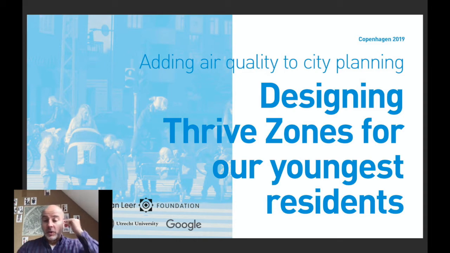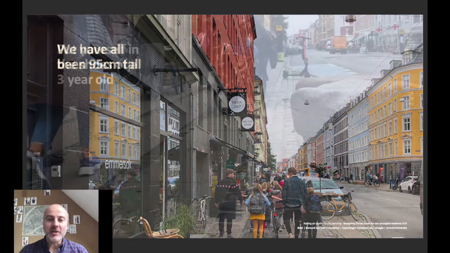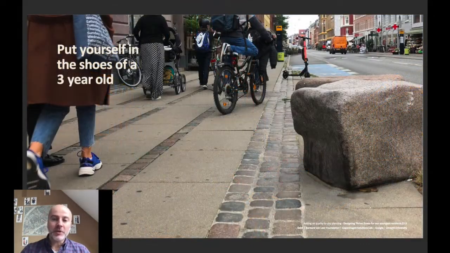And the beginning focus is actually on this group, the 0 to 5 group that Karen mentioned. And that's an interesting group. We've all been there. We can all relate. Every single person has been 95 centimeters tall at some point in their life. But it's important to remember what that was like. The world, our city, other people look very different from that angle. And so early on, we tried to put ourselves in the shoes of a 3-year-old moving through the city.